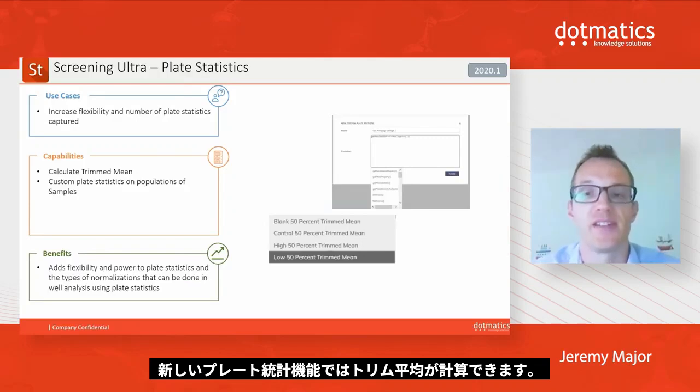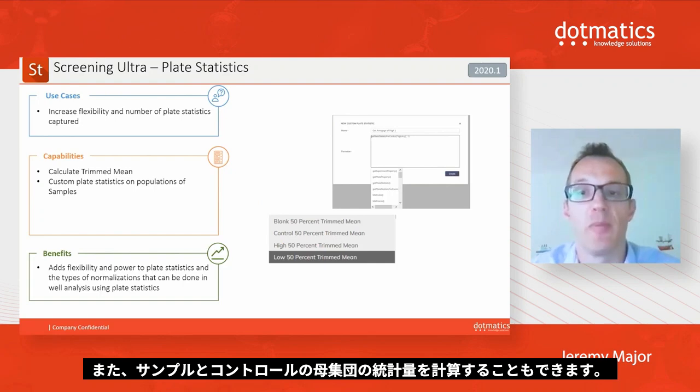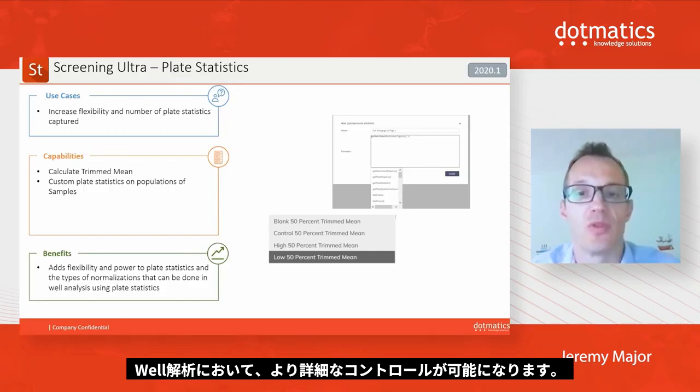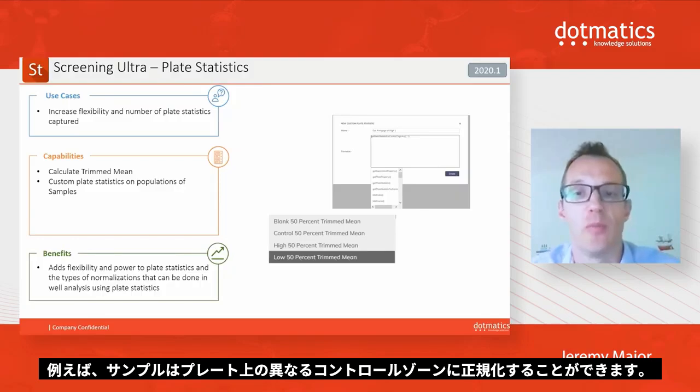Additional plate statistics have been added, such as trimmed mean. We've also introduced the capability to calculate statistics for subpopulations of samples and controls. This allows much more granular control in building well analyses. For example, samples can be normalized to different control zones on a plate.